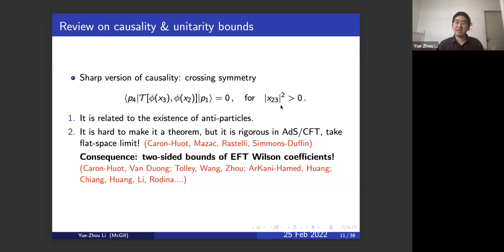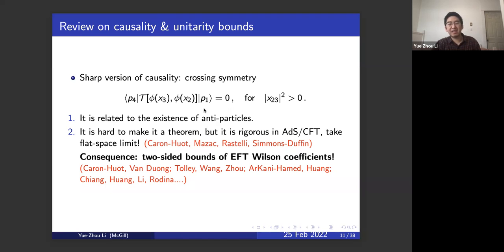So it's actually related to the existence of antiparticles, because if we don't have a commutator here, it is not zero, even though the distance is space-like. So we have to assume we must have antiparticles to cancel.